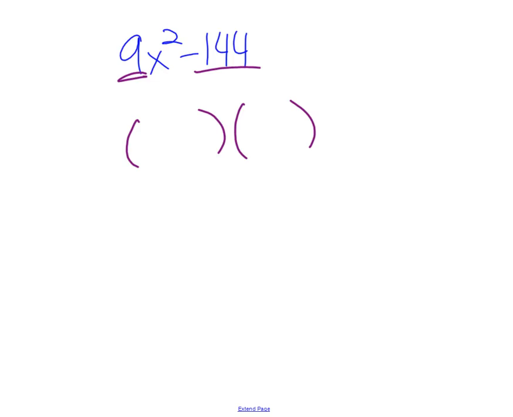So what would the factors look like? 3x, and then how do we get negative 144? Divide 144. There you go, minus 12, but then the second one would have to be positive 12. Because what's 12 times 12? 144.